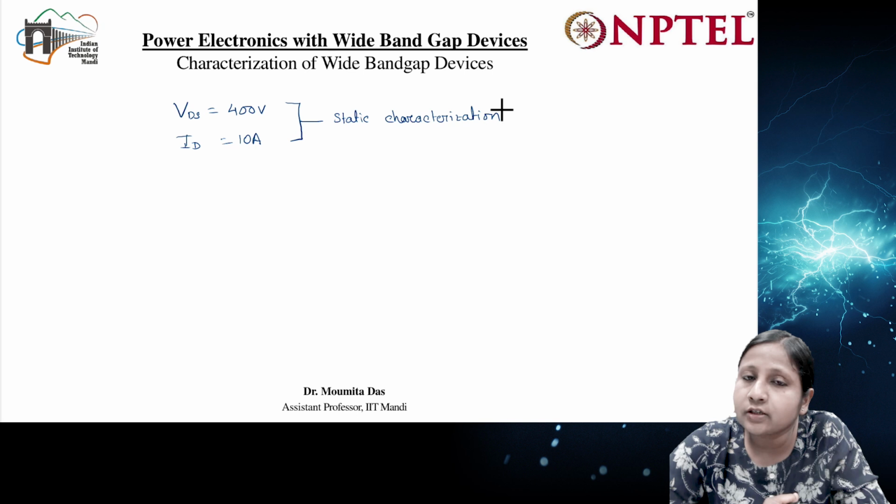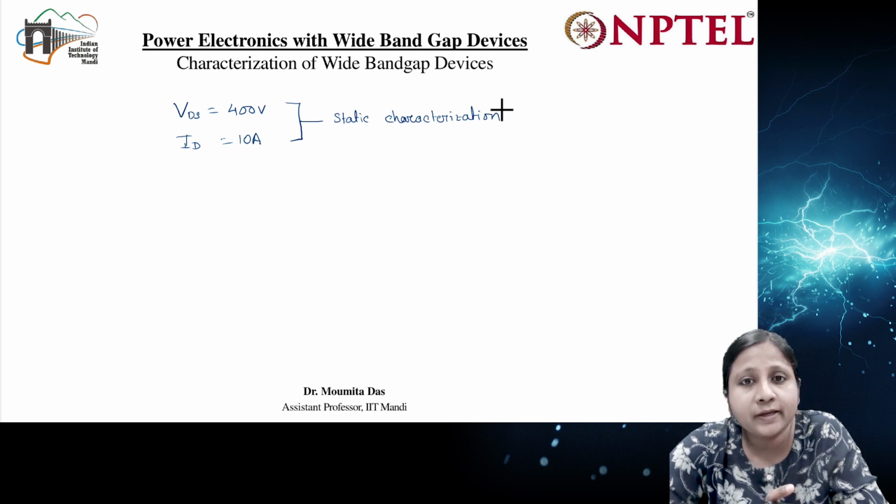Similarly, during the turn off condition, when the device is turning off, that time is also given in the datasheet in terms of delay time and fall time. After the delay time and fall time, the device will be completely off, and the voltage across the device will be in terms of VDS. So this VDS information we can also get from the static characterization.